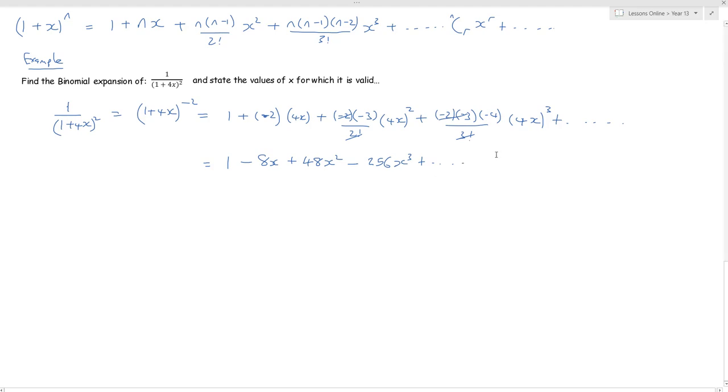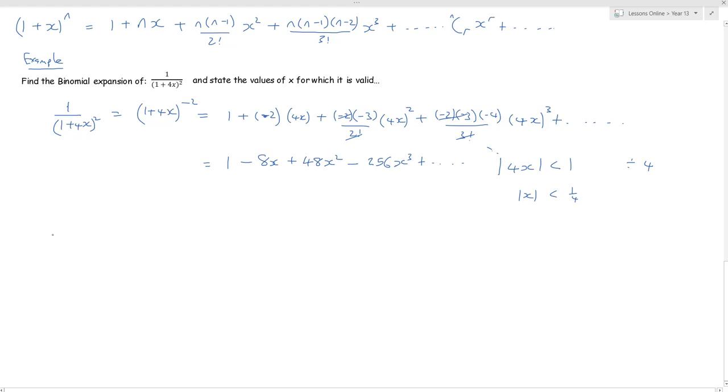Right, onward. So that's our expansion. The other thing we need to look at here is what's it valid for? So if our modulus, positive value, if we look here, we've got 4x squared. So we take the value there, which is 4. So the modulus of 4x is less than the 1 there. But I want the x on its own, so I'm going to divide both sides by 4. That means I've got the modulus of x is less than a quarter. That's job done for that question.